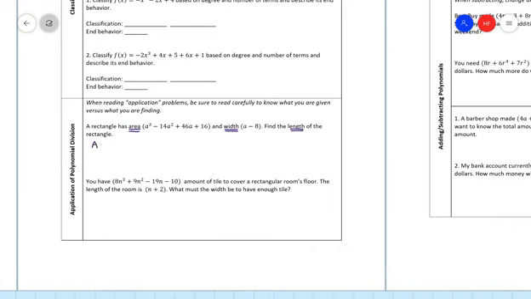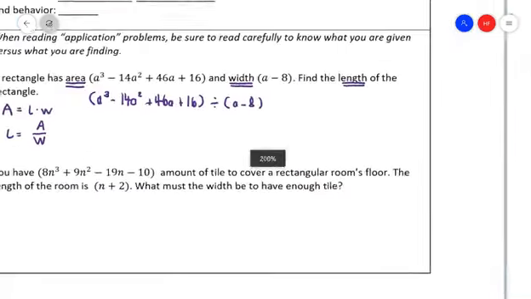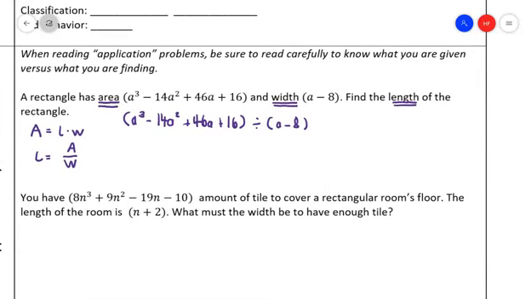Area of a rectangle is length times width. So if I need to find the length, it will equal my area divided by my width. So I have my area divided by my width. And that looks like something that I'd be familiar with. That would be a synthetic division problem. So I'll set it up.